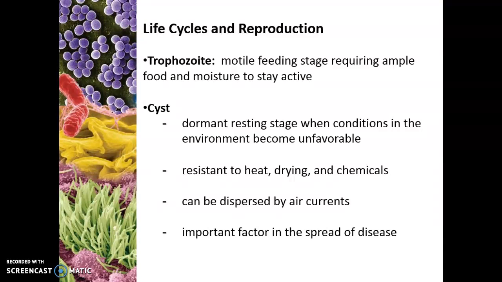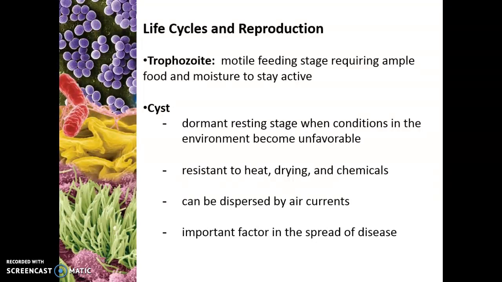The trophozoid is going to be the motile feeding stage. So if you have a microscope and you look at pond water and you see these little creatures moving around, this is the trophozoid stage. They are active. And in order to stay active within this trophozoid stage, they need water, moisture, and they need food, a constant supply of nutrients.